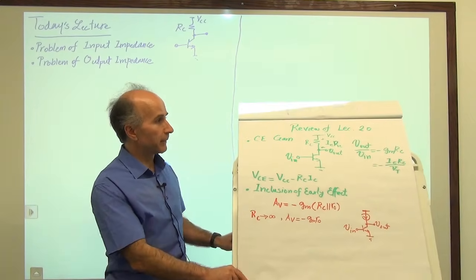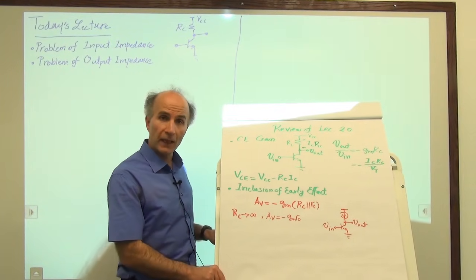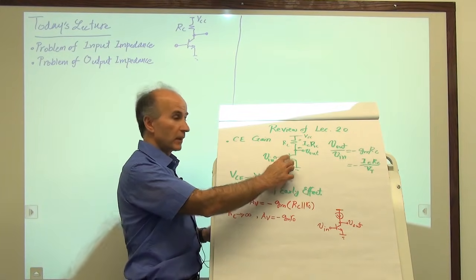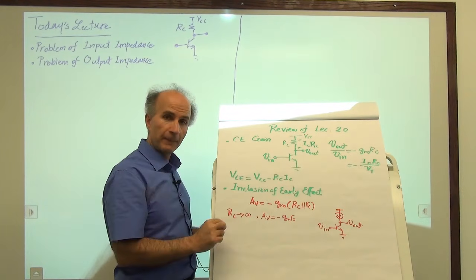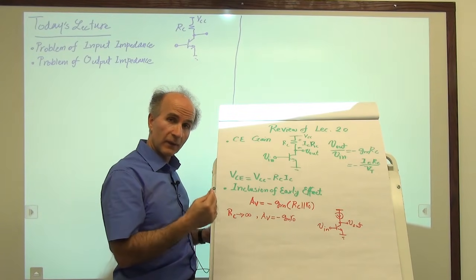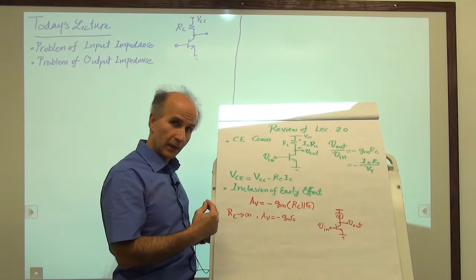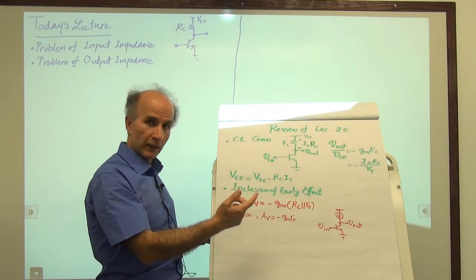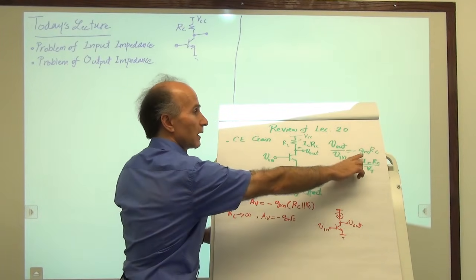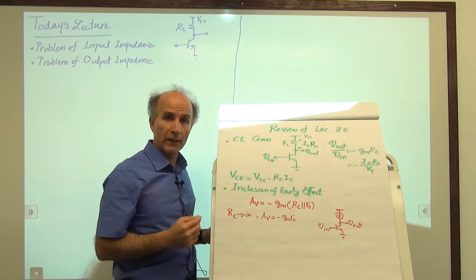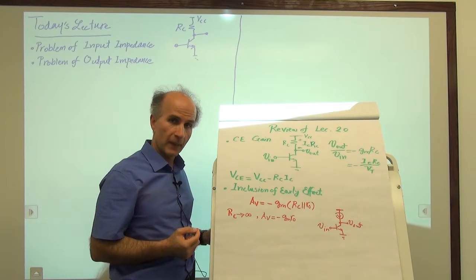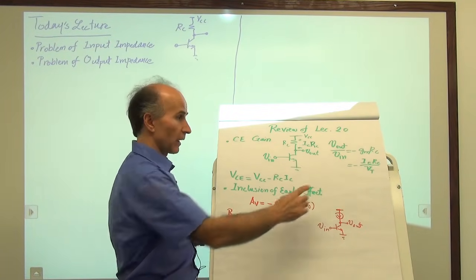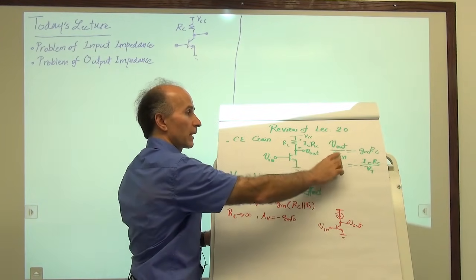In lecture number 20, we said that a common emitter stage in its simplest form consists of a bipolar transistor with a collector resistor RC, and we calculated the small signal gain of the circuit, defined as the output swing divided by the input swing. And our calculations showed that the small signal voltage gain is equal to minus GM times RC. And because GM is given by the bias collector current IC divided by VT, we can write the voltage gain as shown here.